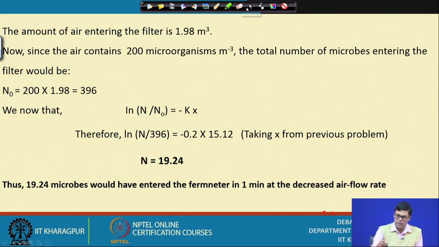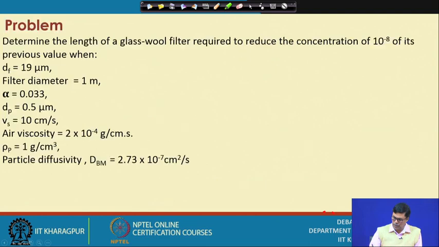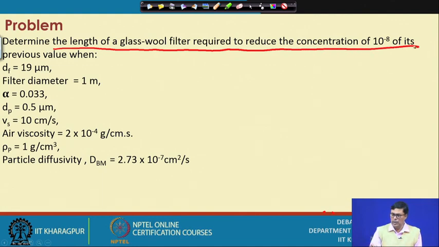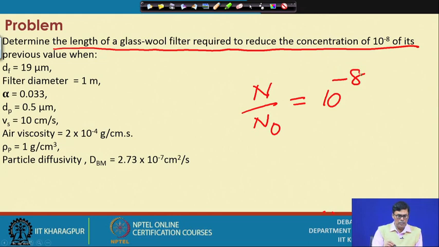Now, let us try to solve some other problem, the design of the air filter. Design the length of the glass wool filter required to reduce the concentration to 10 to the power minus 8 of its original value. That means N by N0 is 10 to the power minus 8, the original value given there.